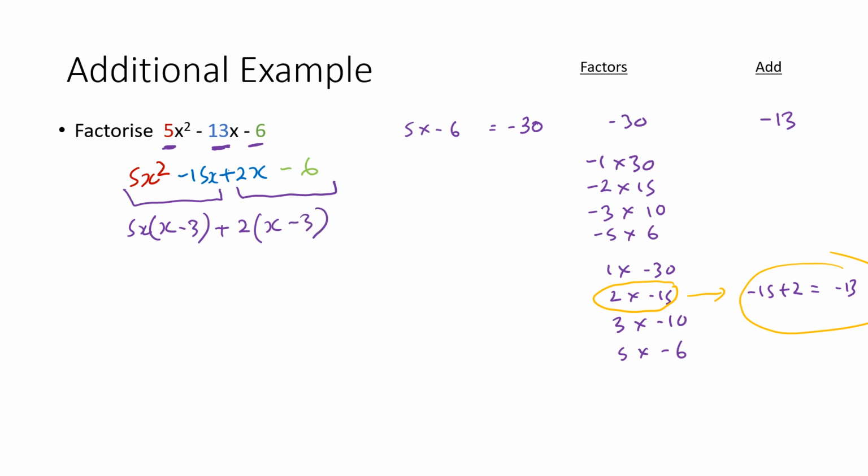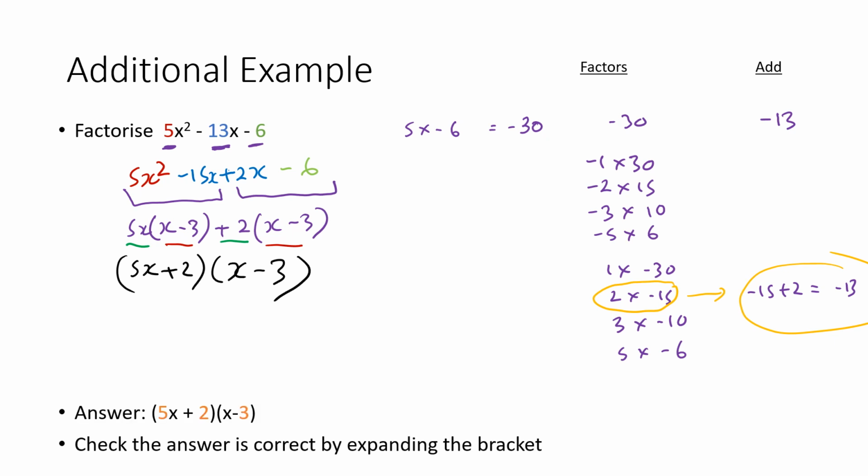So we factorize those. Again, we can see this and this are similar, and we could see this and this need to be added together. So if you do that, it'll be 5x plus 2, x minus 3. So the answer is 5x plus 2, x minus 3. And then what you can do is check the answer is correct by expanding the bracket. So you could work backwards.